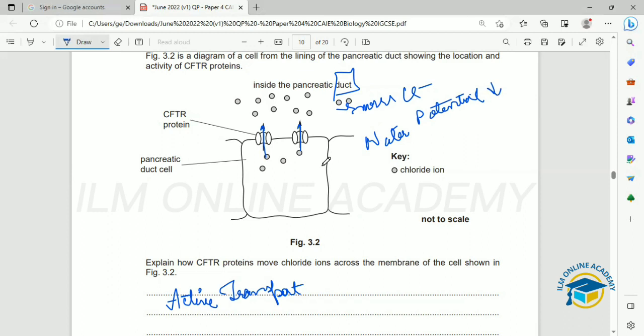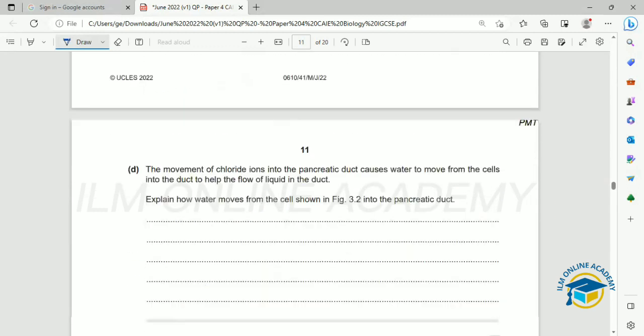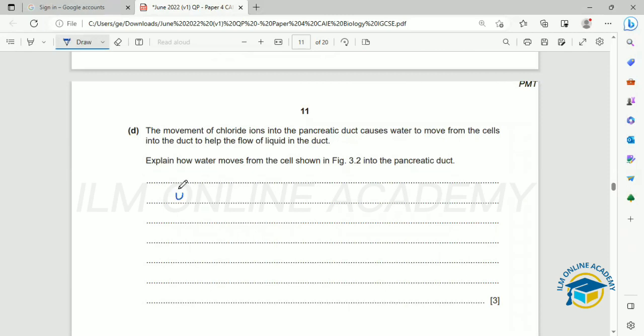So what would happen is that water is going to move from an area of higher concentration, of higher water potential, to low water potential through a partially permeable membrane through osmosis. So osmosis of water would take place. Osmosis.